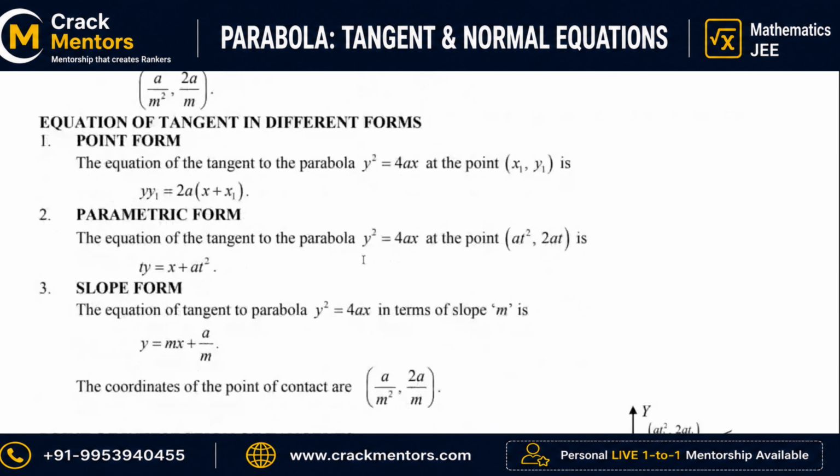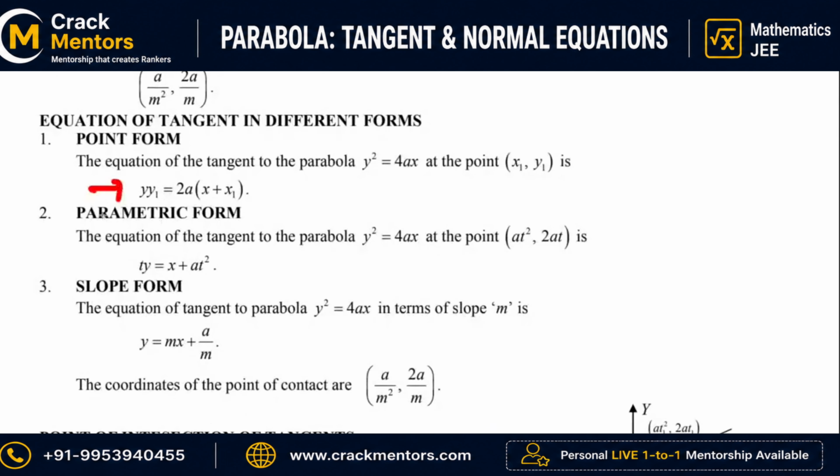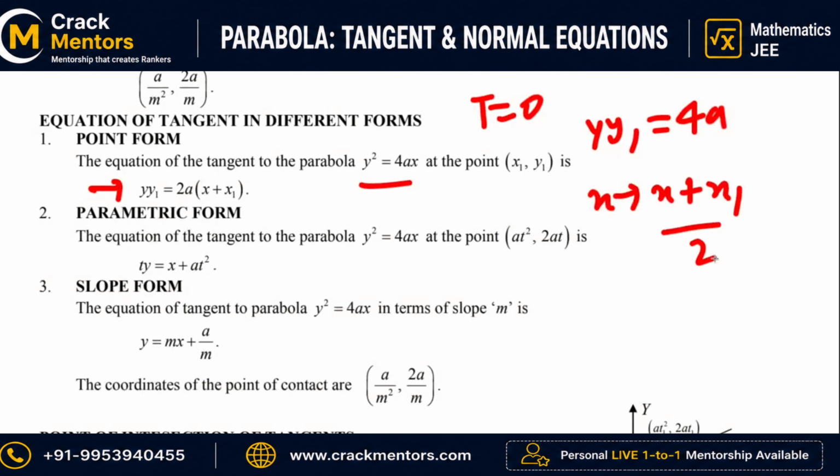Next is the equation of tangent in different forms. Point form is this. So how is this thing derived? Again, just do T equals 0. So that would be y y1 equals 4a, now x is changed to x plus x1 by 2. So you'll get this particular thing. And obviously this (x1, y1) is the point where we are finding the tangent equation, right? Parametric, you just replace x1 with at square, y1 with 2at, and you'll get this thing.